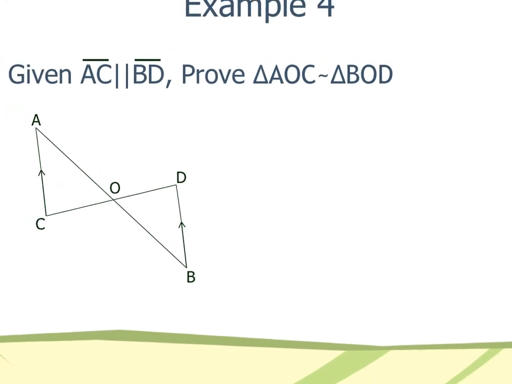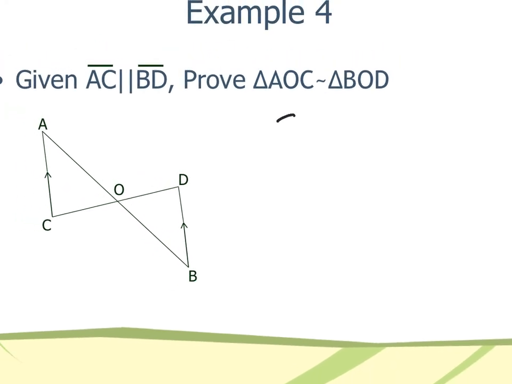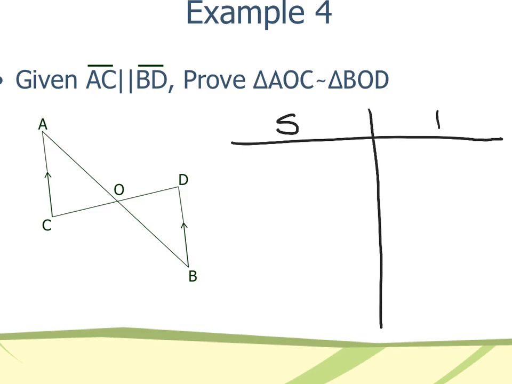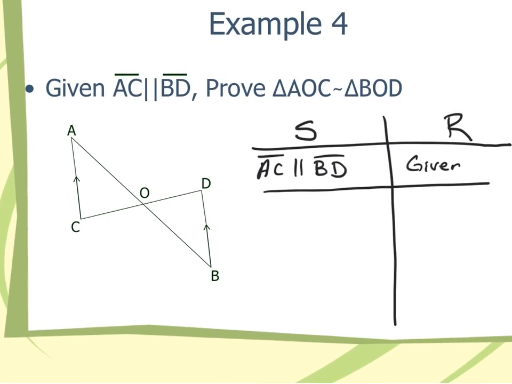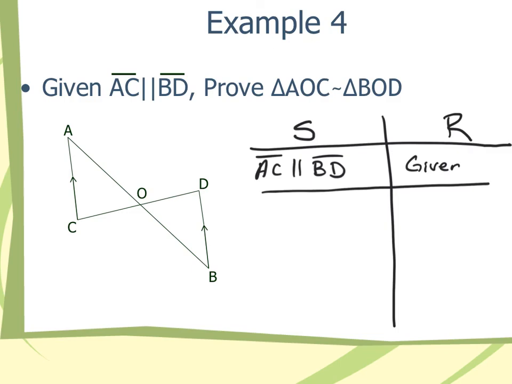Colette, you want to help me out? So first you have to set up the proof. So you have statements and then reasons. And then you write your given and your statement on something. AC is parallel to BD, that is given. And then you can start off giving your thing is similar. So we know that, so what we can say is angle.